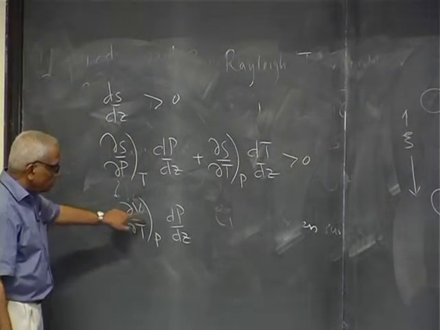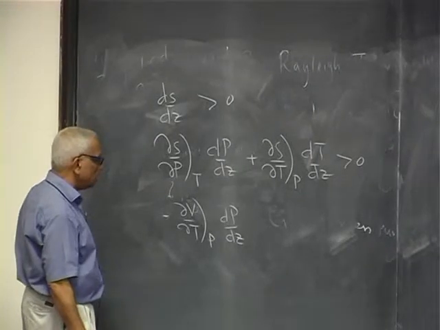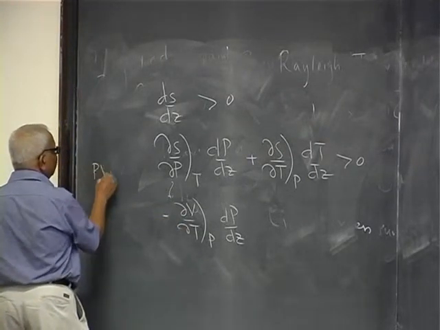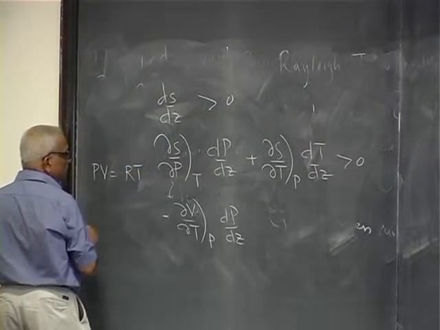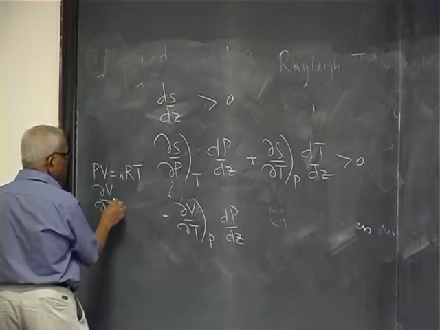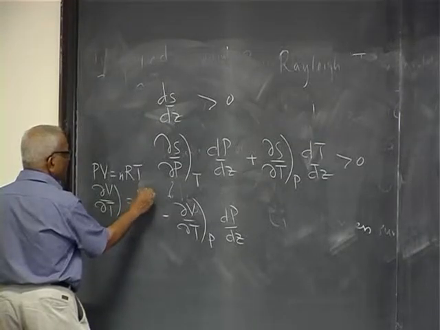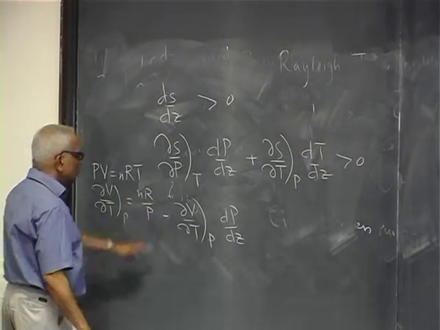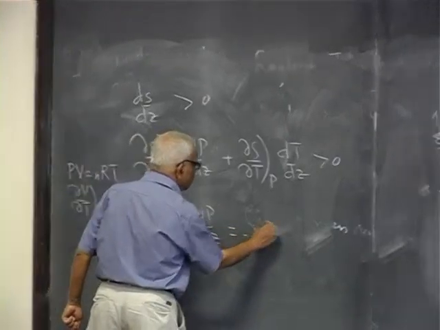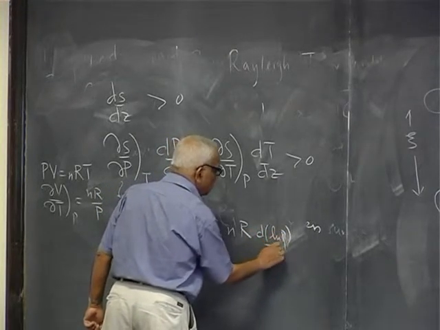So let's see what games one can play with this. If I have an ideal gas that one is talking about, then this is going to be del V del T at P. So it is PV equal to RT that one is talking about. So del V del T at constant P is going to be nR divided by P. So you are looking at this term over here, which is equal to minus n gas constant d of log P divided by dz.